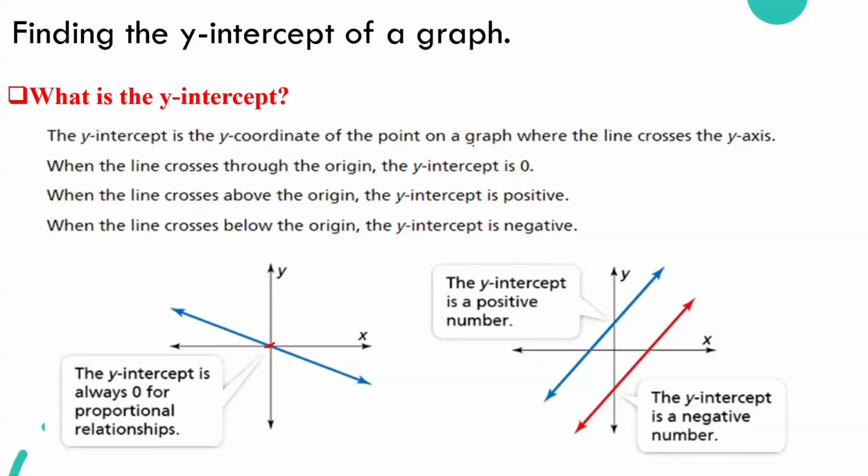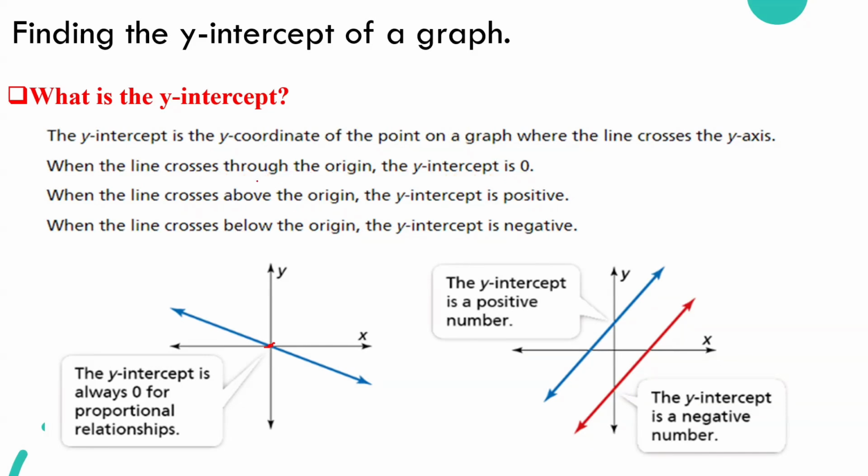In this video, you are going to learn how to find the y-intercept of a graph, but before we go into our examples, first you need to know what we mean by the term y-intercept. The y-intercept is the y-coordinate of the point on a graph where the line crosses the y-axis. When the line crosses through the origin, the y-intercept is 0.